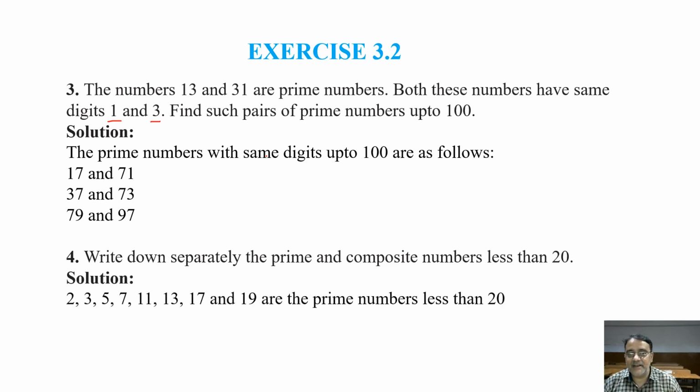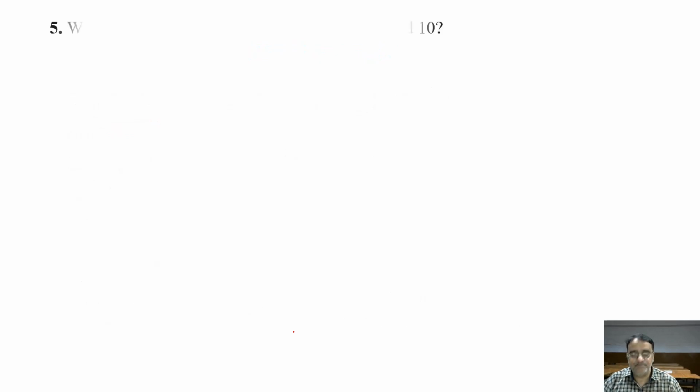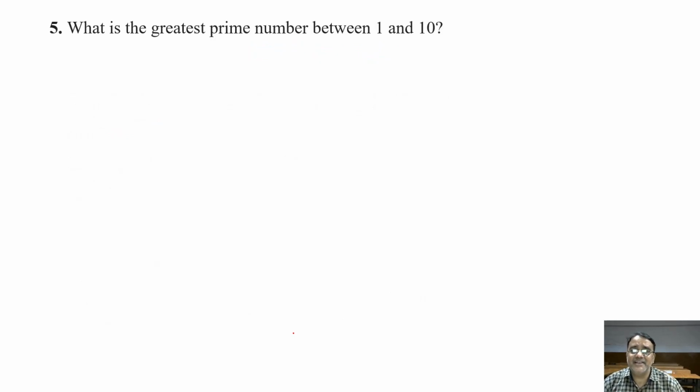Now whatever numbers are left except 1, all are composite numbers. That is 4, 6, 8, 9, 10, 12, 14, 15, 16 and 18. Right. Now we are moving toward the next question. Fifth question: What is the greatest prime number between 1 and 10?